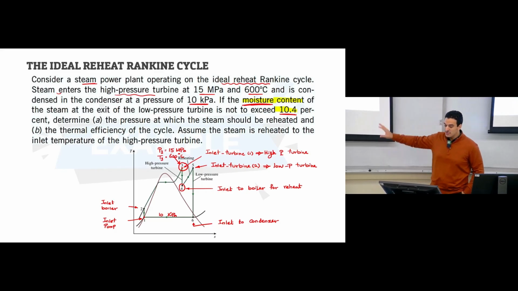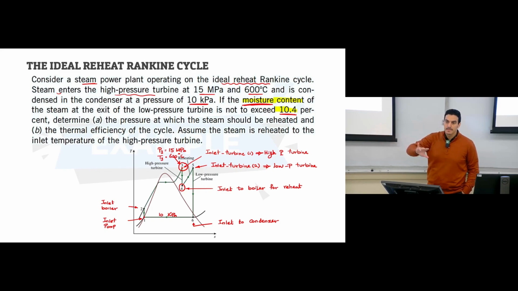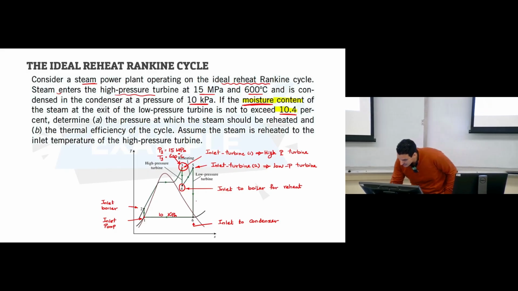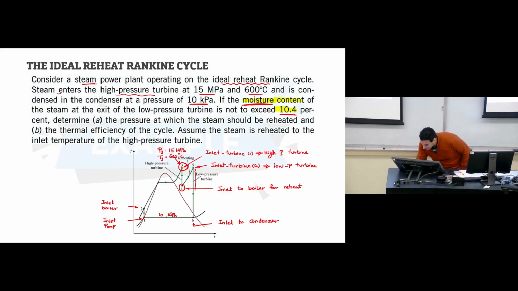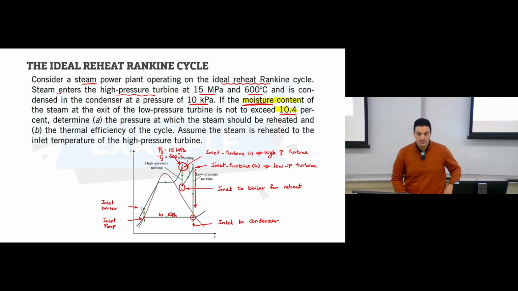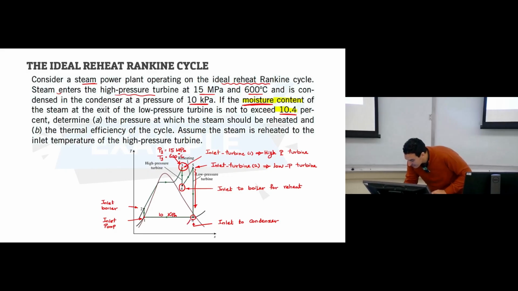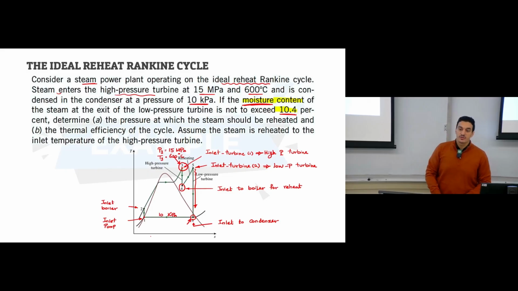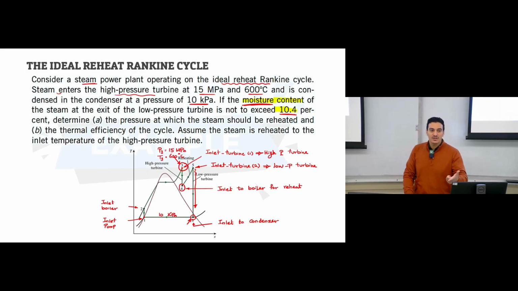Then the last information here is the moisture content of the steam at the exit of the low pressure turbine. So what is the exit of the low pressure turbine? Point number 6, because 5 to 6 is the path representing the low pressure turbine. Here he's saying the moisture content at point number 6 is 10.4. Moisture content is the fraction of the liquid we have, because point number 6 is a mixture of liquid and vapor, right? So he tells you the fraction of the liquid.